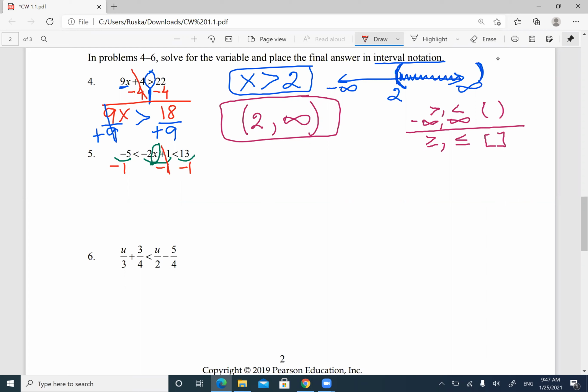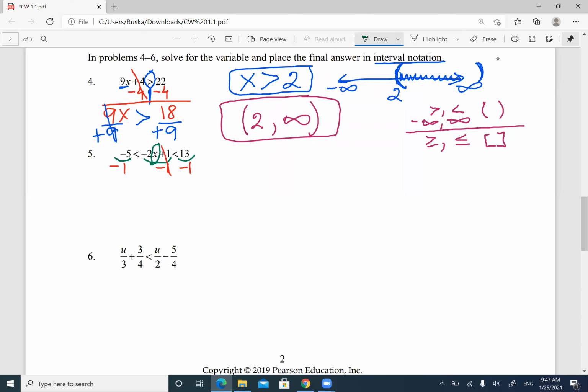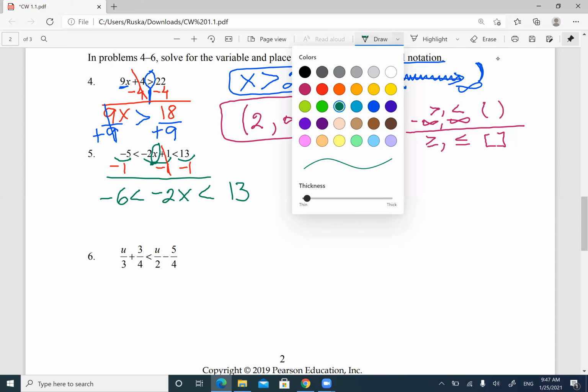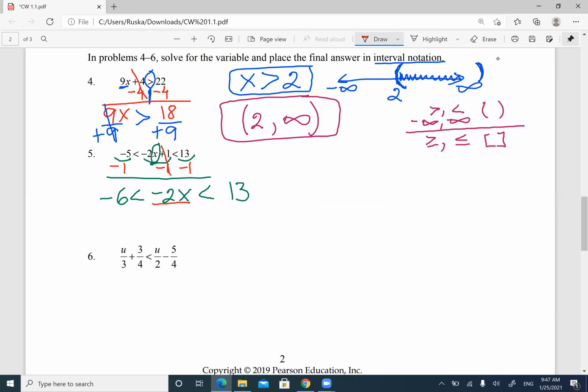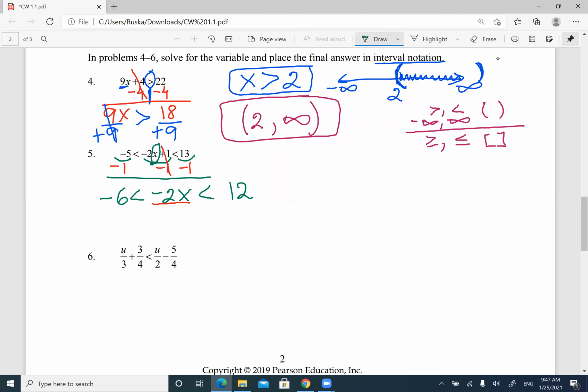So 1 minus 1 is 0, cancel out. And then we have, what is negative 5 minus 1? Negative 6. Negative 6 is less than, in the middle I have negative 2x, less than 13. And then what you need to do to get x by itself is divide. Why would you not subtract the 1 on the 13? Oh, I did. So I have to subtract that. Thank you. I was not paying attention. It's going to be 12.